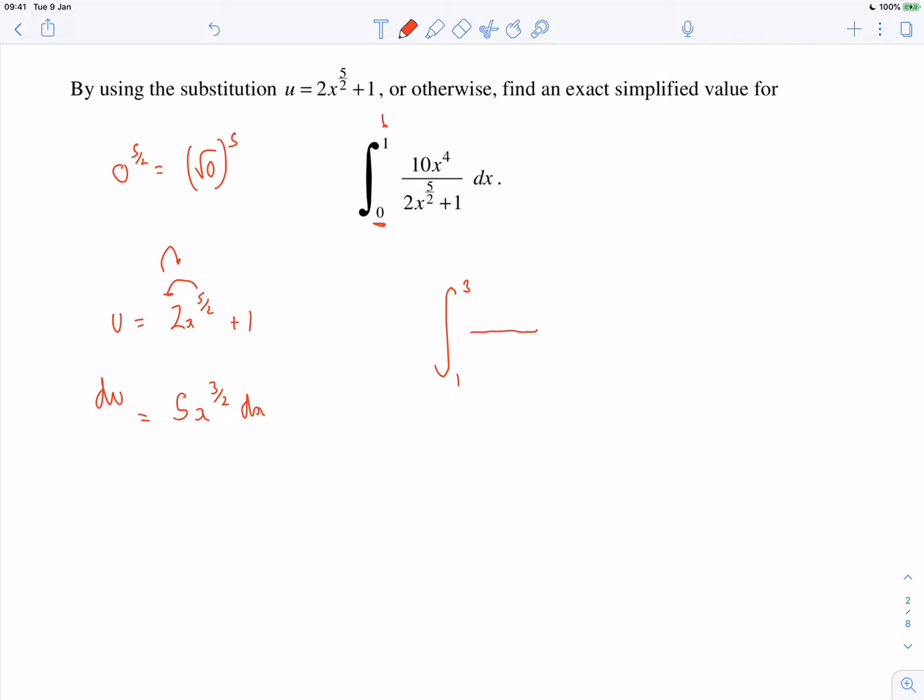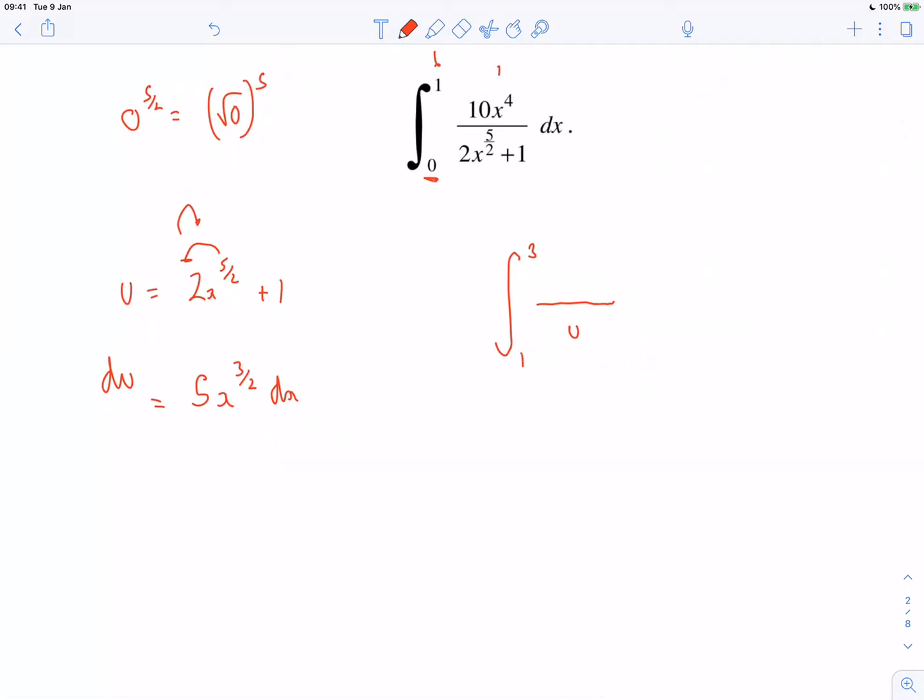Next up, I have 2x to the 5 halves plus 1 in the denominator, which is exactly what I wanted u to be. Well, interesting. I've got 10x to the 4 on the top. Now, 10x to the 4 is actually 10x to the 8 over 2. And the reason I say that is because I just noticed that 5 halves and 3 halves add up to 8 halves.